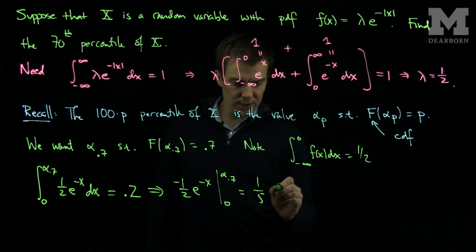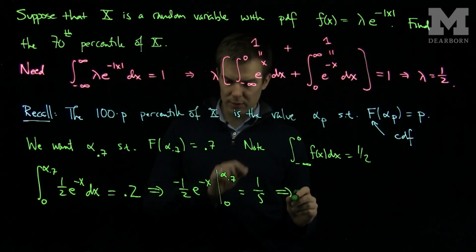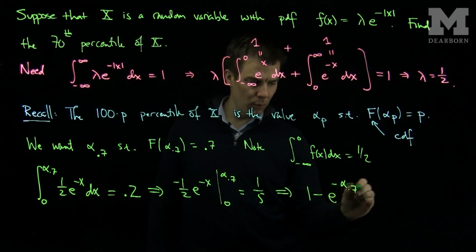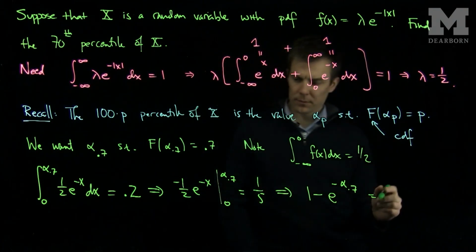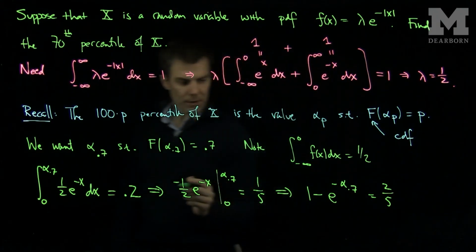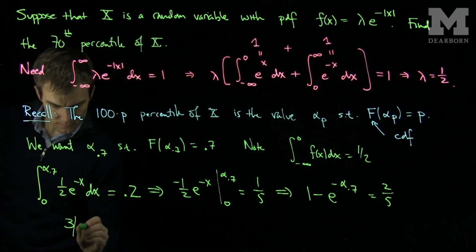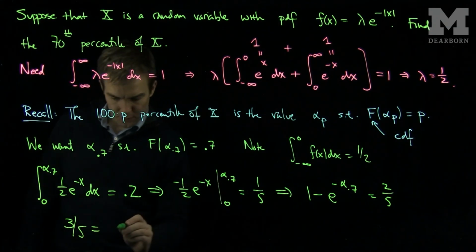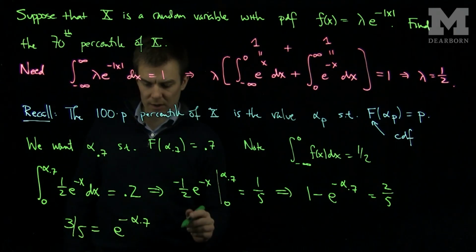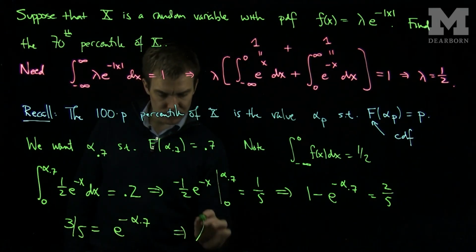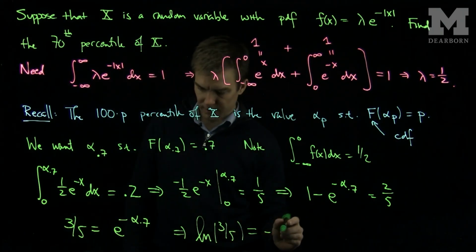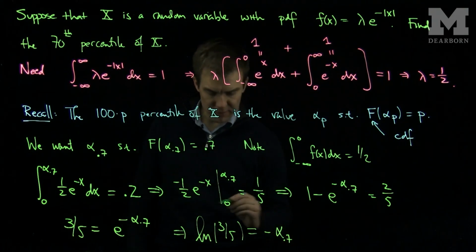And so if I rearrange this, I can put this 2 over here and make this 2/5. So I'll have 1 minus e to the negative alpha 0.7 is equal to 2/5, which tells me that 3/5 is equal to e to the negative alpha 0.7. We can take the natural log of both sides. This tells me that the natural log of 3/5 is equal to negative alpha 0.7.